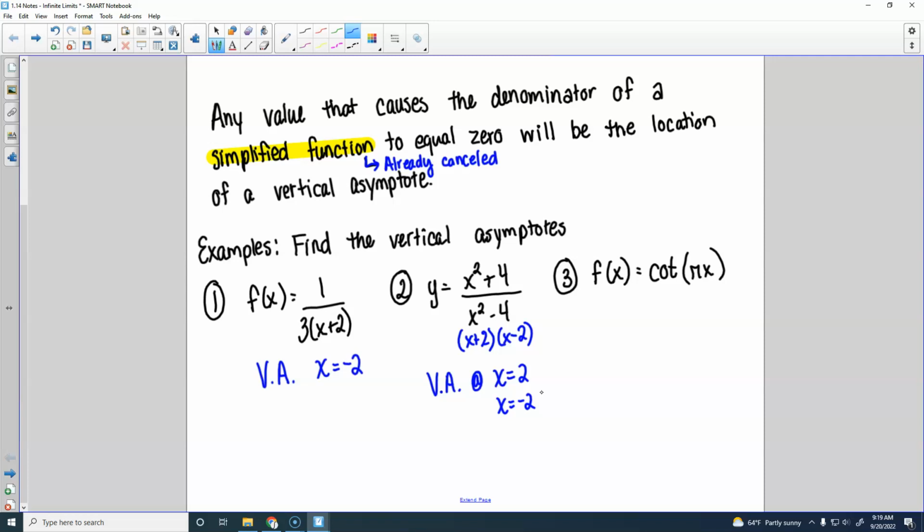We've done these before. This is familiar. Everybody feel okay with them? All right. Cotangent. Ooh. Cotangent.